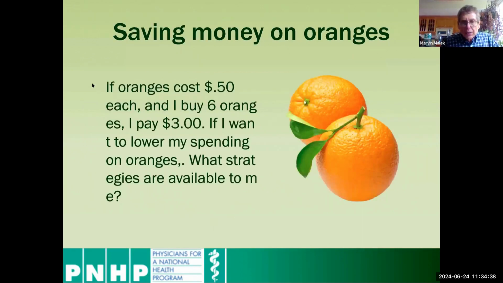So let's say you wanted to save money on oranges. Let's say the oranges cost 50 cents where you bought them, and you buy 6 of them. So that leads to $3 of spending.